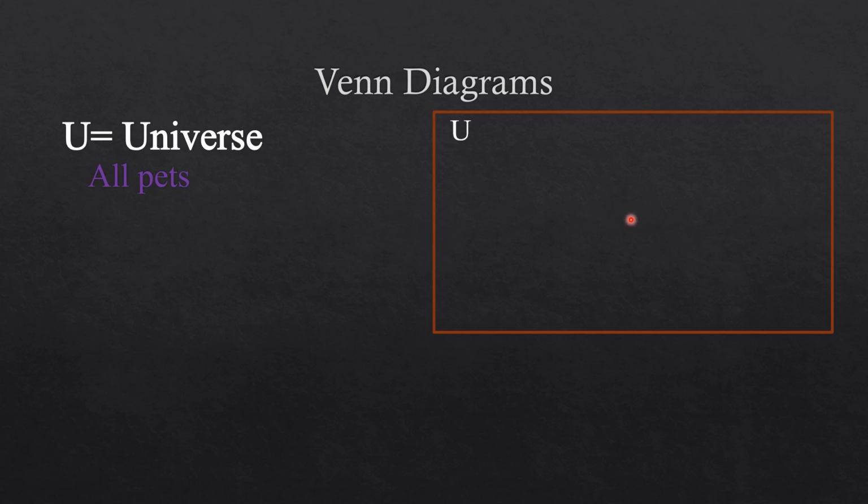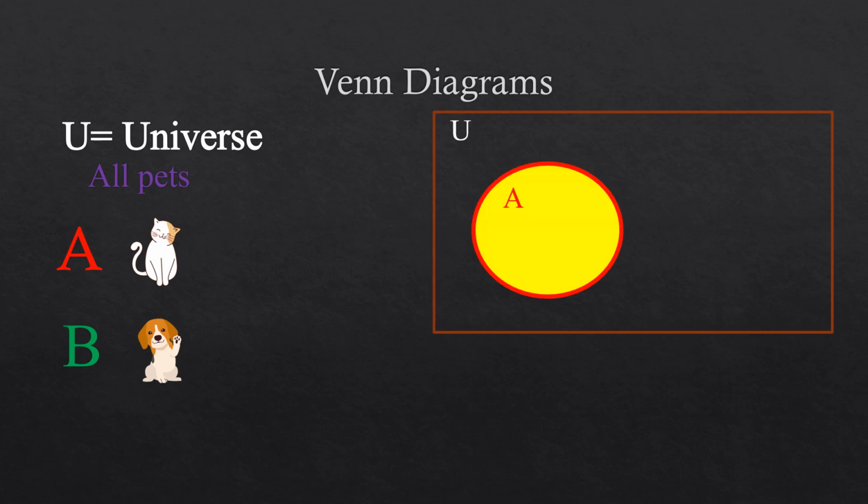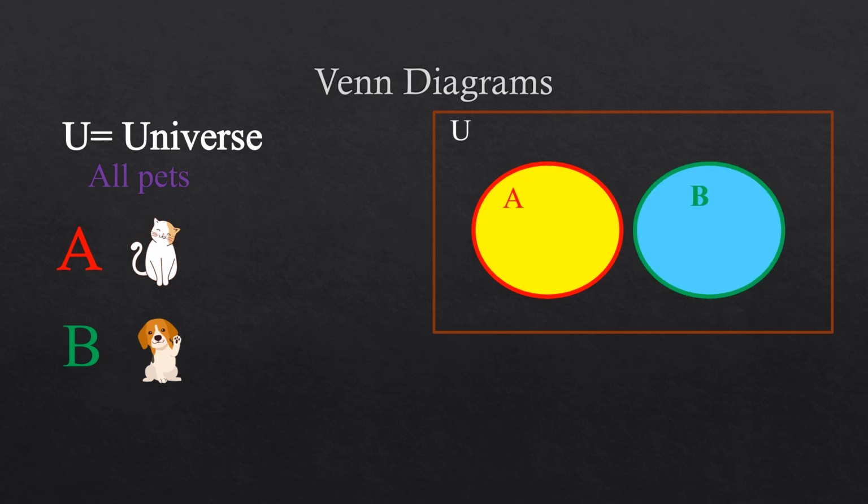All right, now we can also put groups into this box. So I'm going to say that my A group is going to be my cats. My B group is going to be my dogs. Now I can visually put them in as circles. And so I'm going to have my circles of A and my circles of B. Now notice that I did not overlap these circles. The reason I didn't overlap these circles is because there are no cats that are dogs and dogs that are cats. So I kept these circles separate.